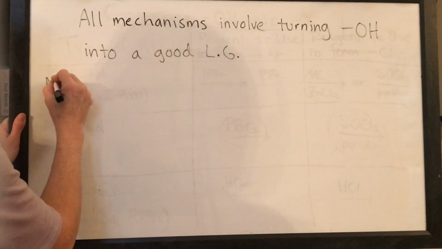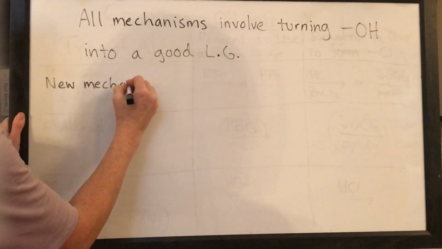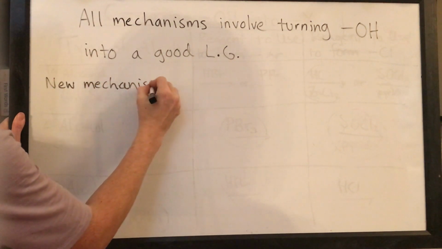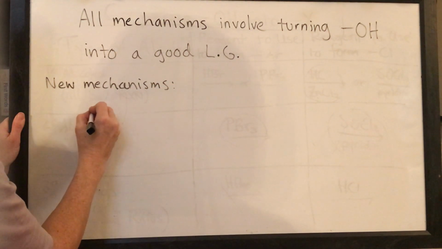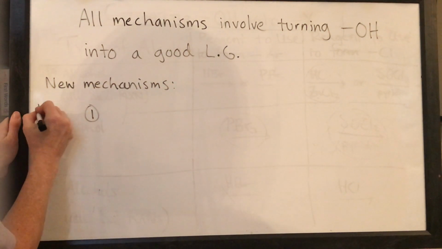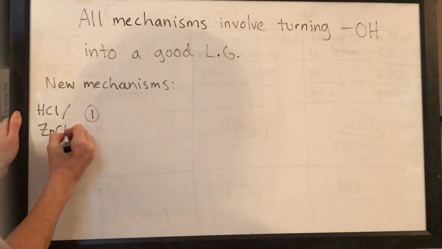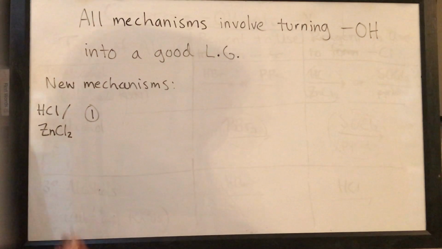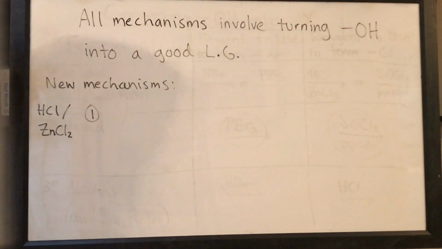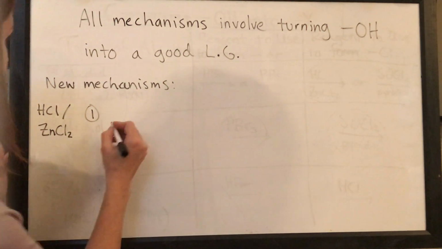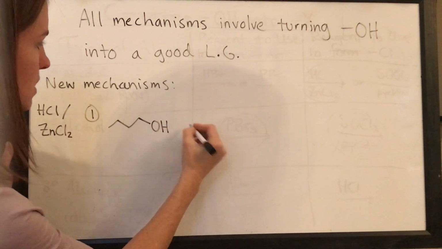So the new mechanisms in this chapter, the first one I'll talk about is the one where we add HCl, but now we're adding an acid catalyst to it, a Lewis acid. This is called a Lewis acid. If you remember from general chemistry, a Lewis acid is an electron pair acceptor. So in this mechanism, let me just do this with a primary alcohol because that's usually when we use it.